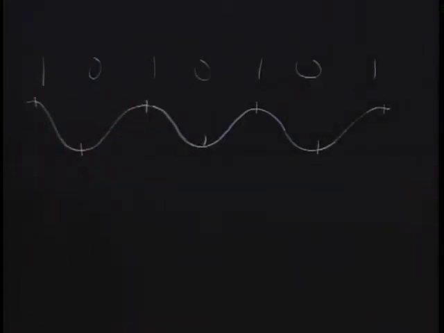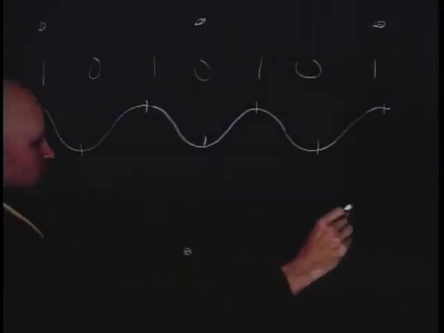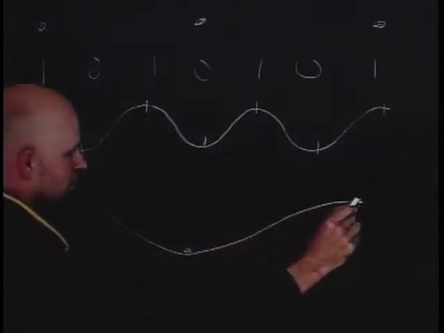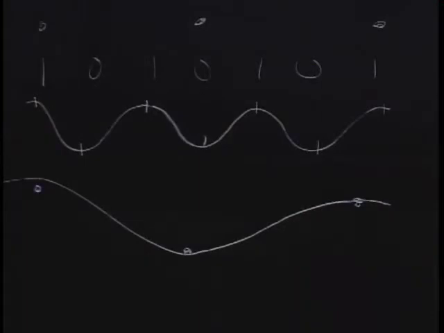Let's say I sample less than the Nyquist limit. Now I'm going to sample here, here, and here. That's going to give me this function here. And then when I reconstruct that function, I'm going to get a function that looks like this.